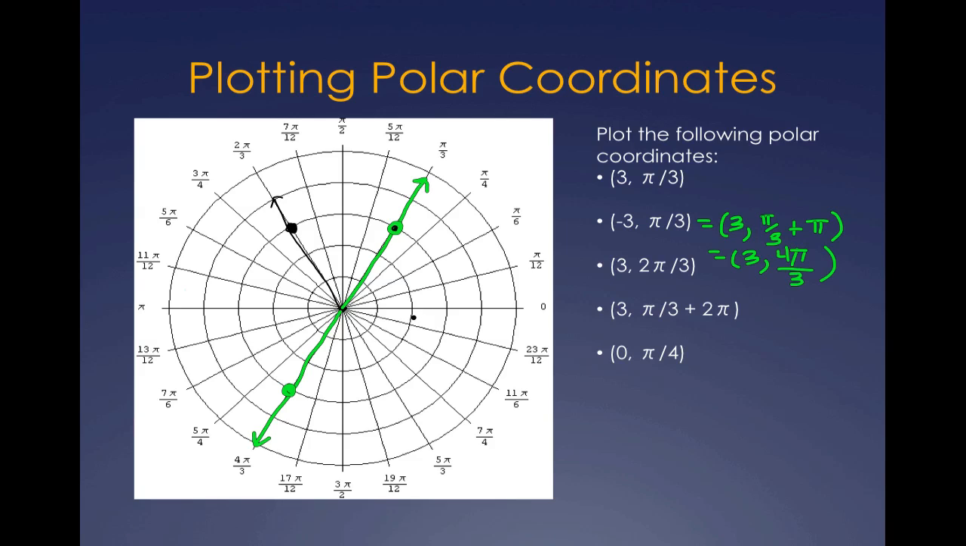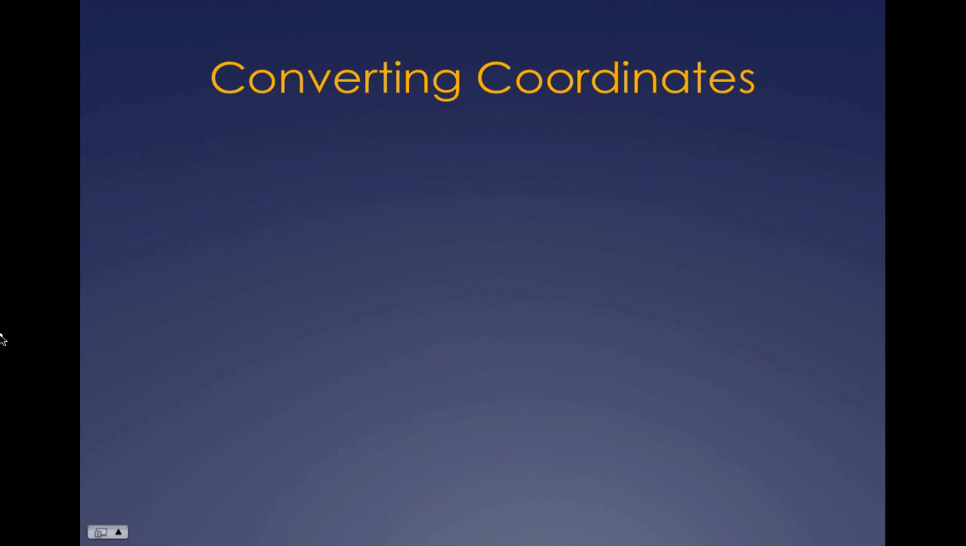All right, last point that we're going to plot. 0 comma pi over 4. This point right here is just going to be at your origin because it has no distance. So anything with the 0 is just going to end up at your origin. Okay, so enough with plotting polar coordinates. Now let's figure out how we can go back and forth between both polar coordinates and rectangular coordinates.